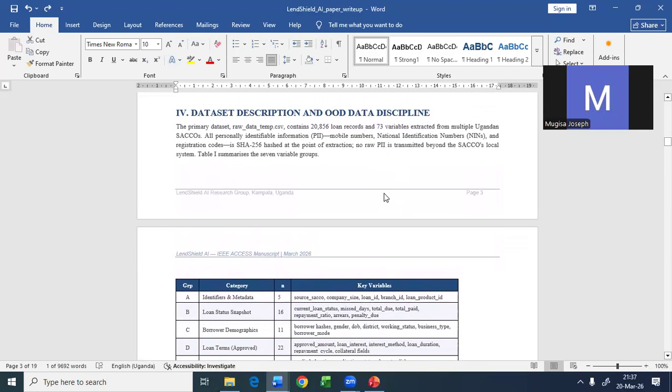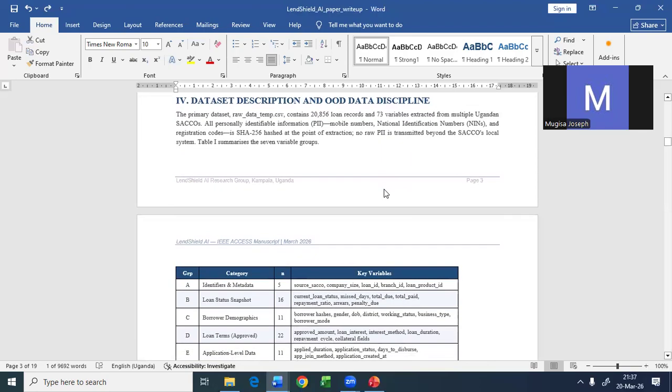Then I'll also talk about the dataset. We are describing the dataset and the OOD data discipline. Our dataset is raw_data_temp.csv, covering over 20,000 loan records and 73 variables from multiple Ugandan SACCOs.